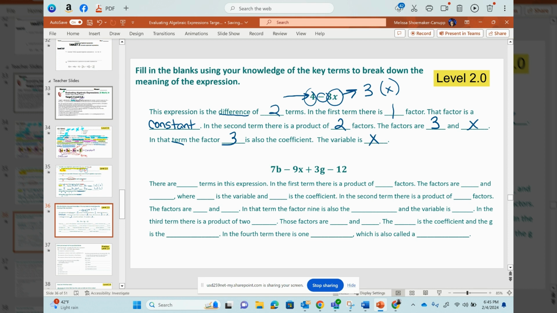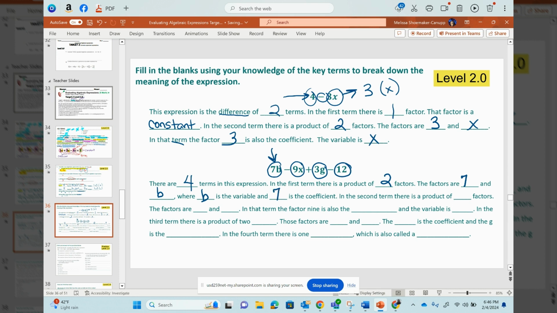Now let's see. We're going to walk through this next one together too. First, it's asking how many terms there are. So I'm going to count these. 1, 2, 3, 4. There are 4 terms. In the first term, there is a product, so we're looking at 7b. How many factors? There's the 7 and the b. The factors are blank and blank. What are they? 7 and b, where blank is the variable. Which one of those is the variable? b. And blank is the coefficient, 7.